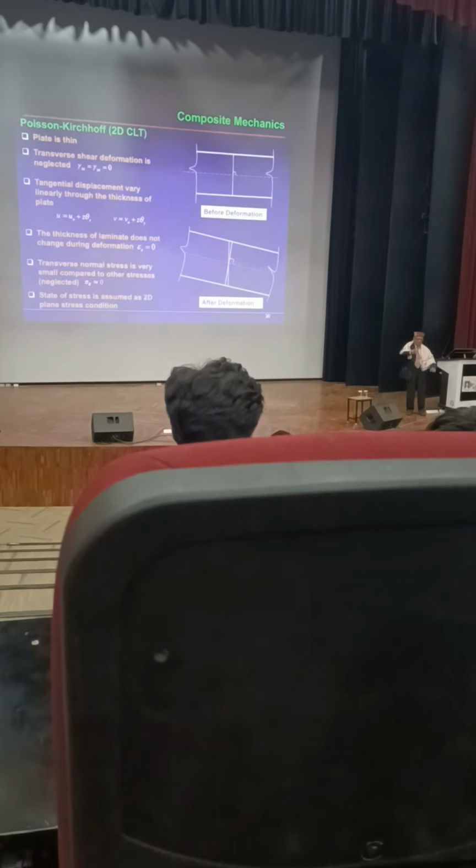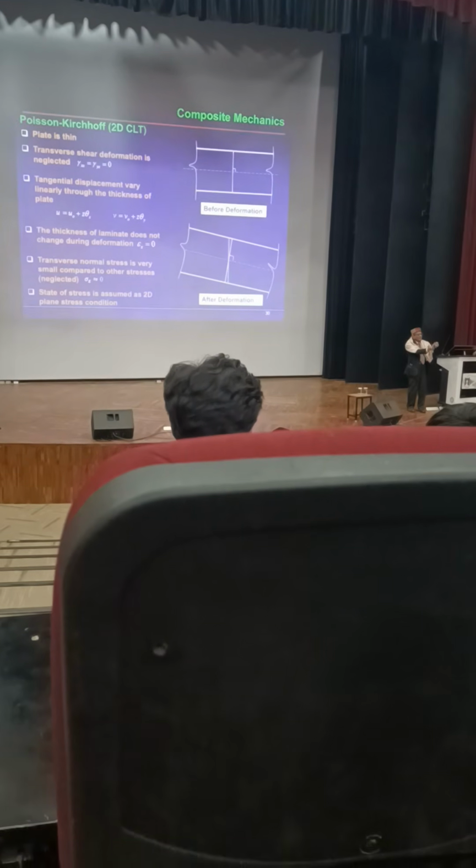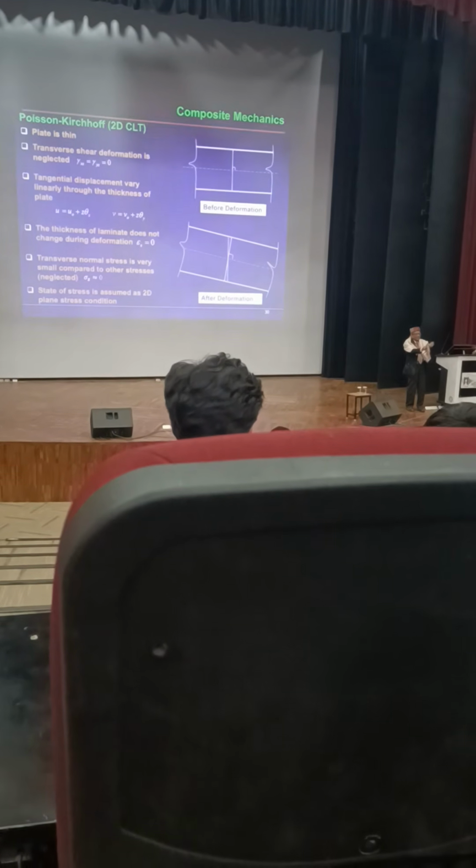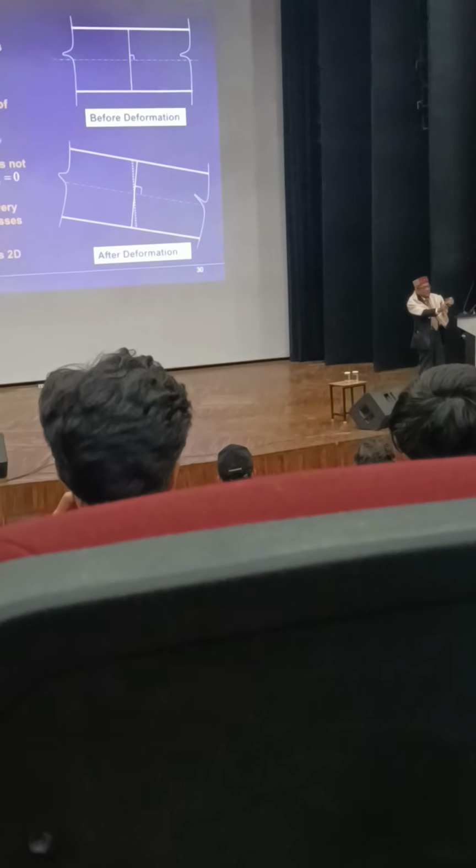Okay. Now if this remains straight, this is the horizontal plane and this is the transverse normal. So it always maintains 90 degrees. If 90 degrees is maintained, there is no shear strain. Shear strain is change of right angle. So there is no shear there.